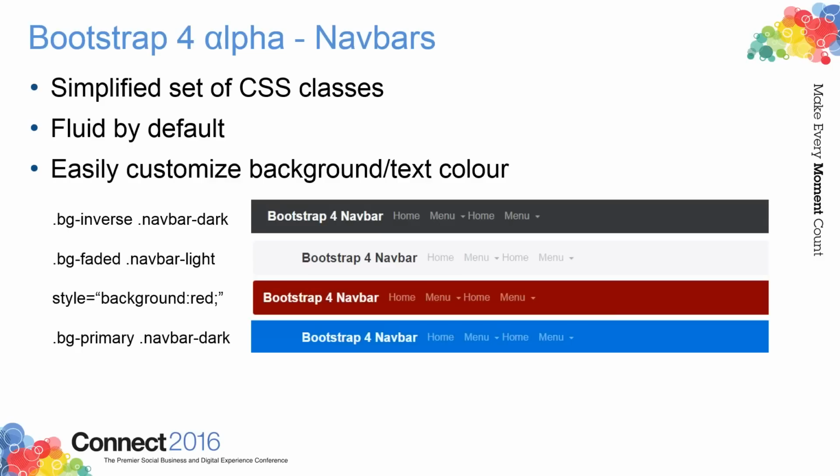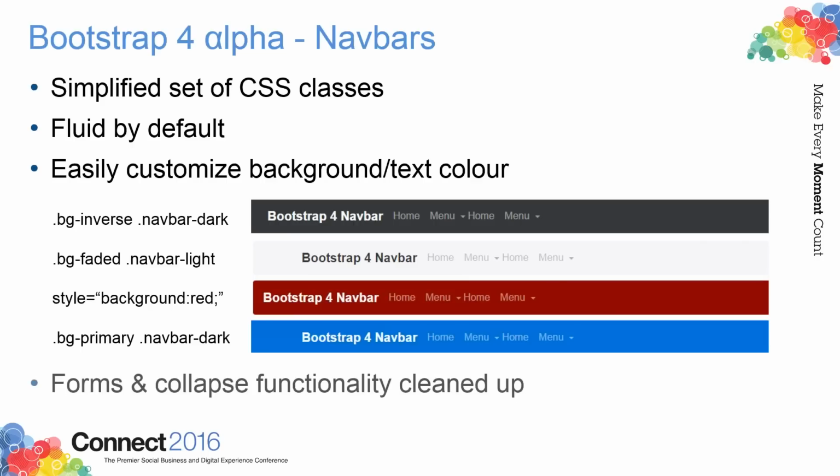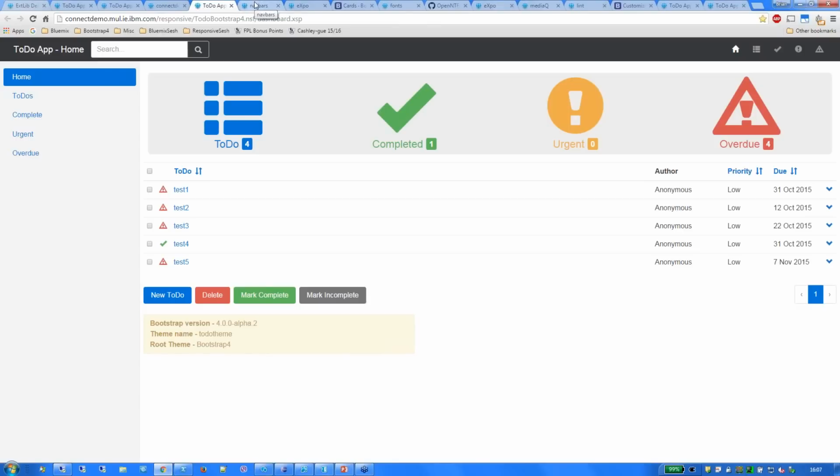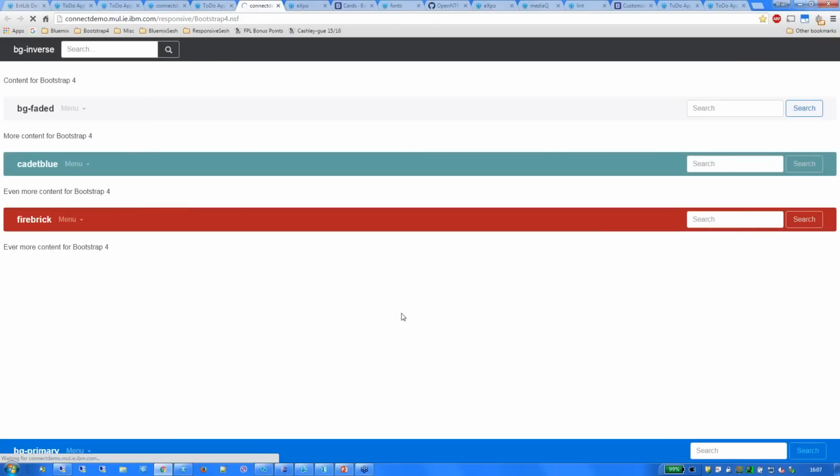And they've made it much easier to customize the background and text color of your navbar. By default, you need to specify a color for the text and a color for the background in your navbar from the get-go. On top of that, they've also cleaned up some of the functionality around collapsing a navbar on smaller devices, and also when adding form controls to the navbar. So I have a quick demo of the new navbars in Bootstrap 4. Here you can see I've got five navbars on the page. One is fixed to the top, one is fixed to the bottom, and then I've got 3 floating in the middle.